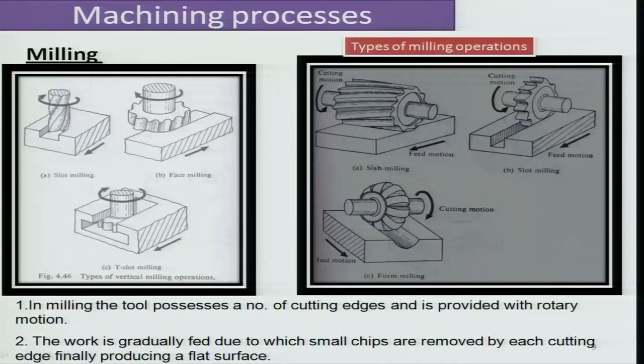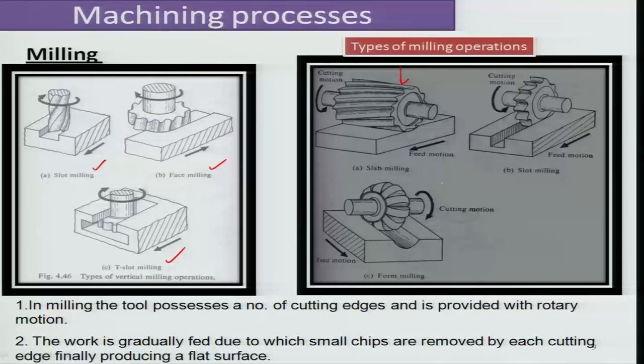process happens. You have a similar kind of strategy for milling processes. Here, for example, you are seeing three different kinds of milling. One is slot milling, another is face milling, another is T-slot milling, and I can see here that there are other kinds of milling. For example, in the slab milling case, you can see that the milling tool is mounted on an arbor.